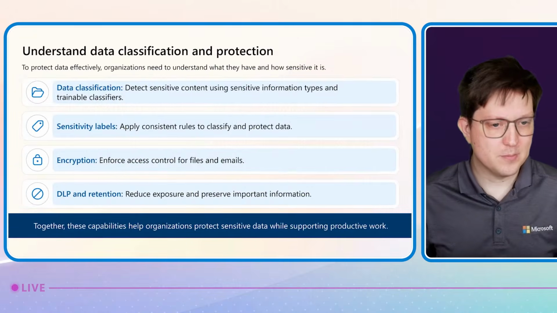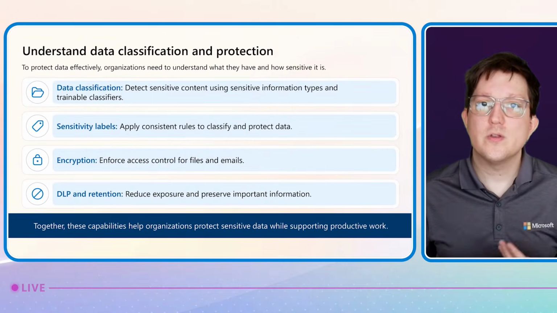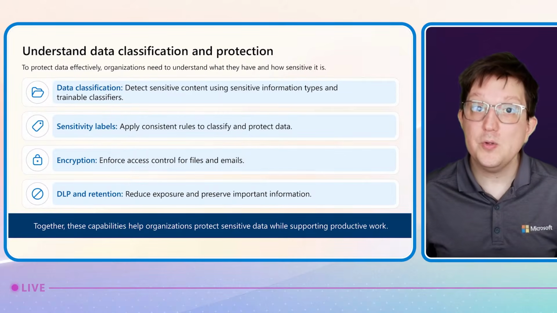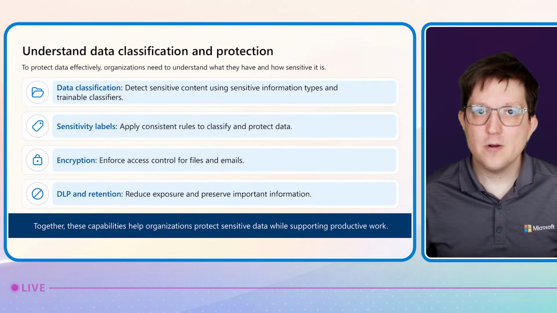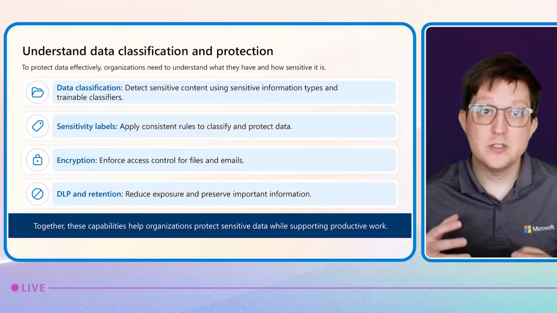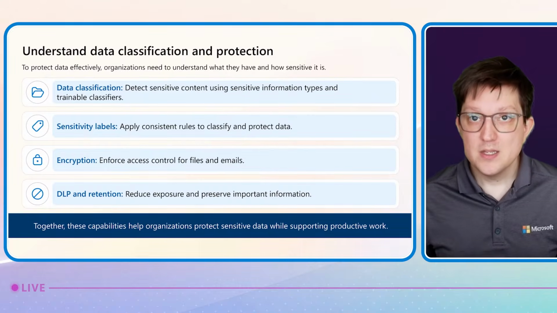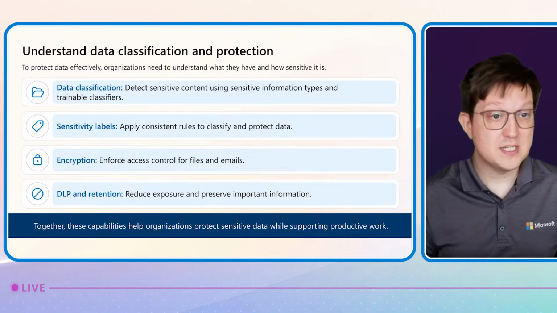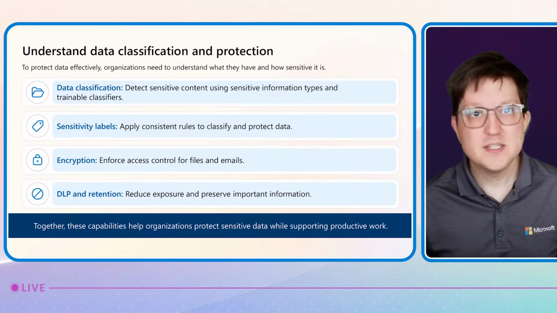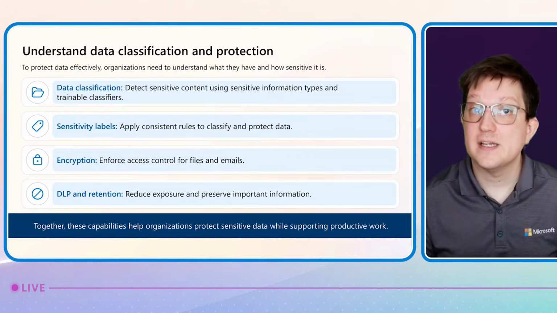Now let's start at the top. First, we need to work through data collection to start building out our structure here. There are 4 key areas that we focus on when we're looking to classify information. Data classification, of course, itself is focusing on things like sensitive content with sensitive information types, trainable classifiers.